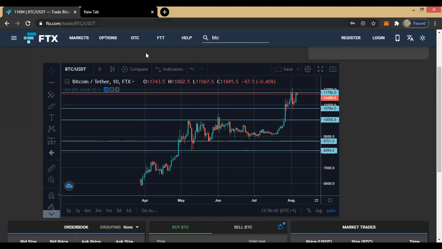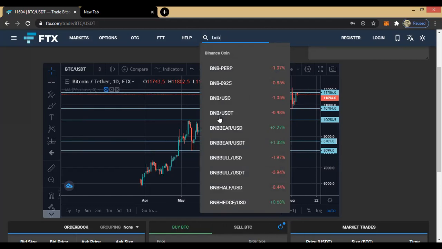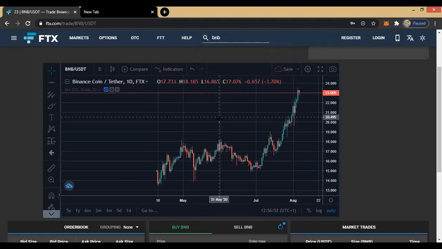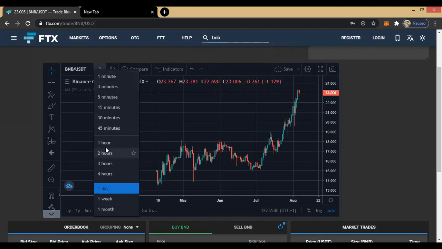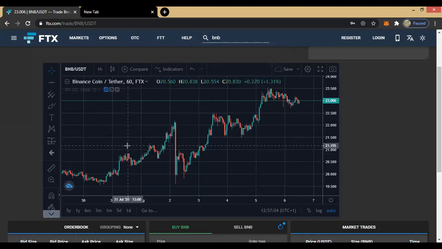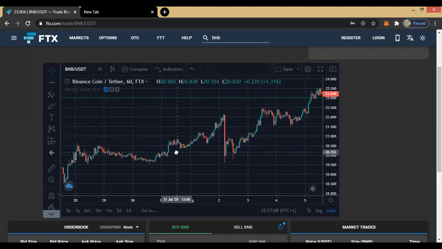Let's also look at another one. Let's look at BNB USDT, how to draw your support and resistance. All right, this is BNB BTC and we are still using the daily time frame. For a better understanding, let's switch to a lower time frame. Let's use 1 hour, so that we have a broader view of what we're working with. This is our BNB BTC.